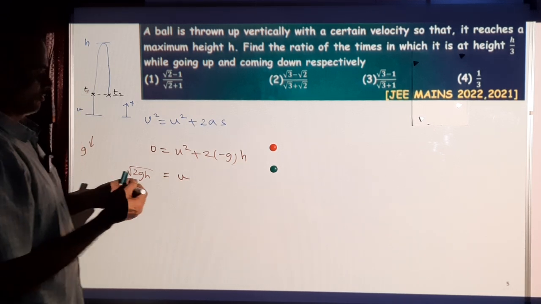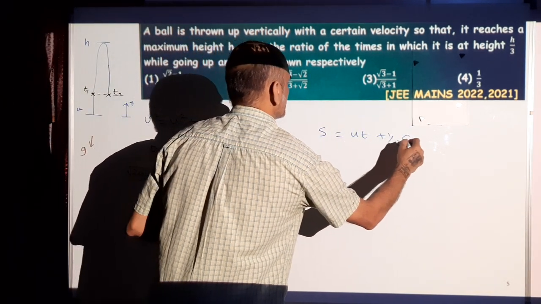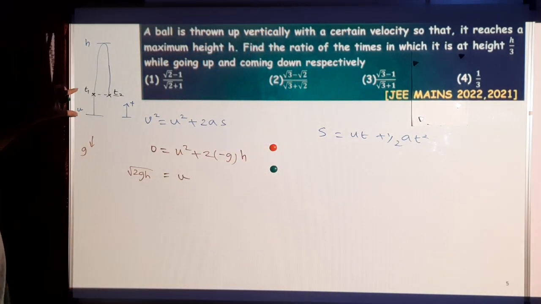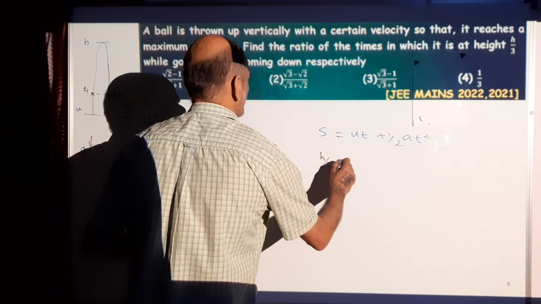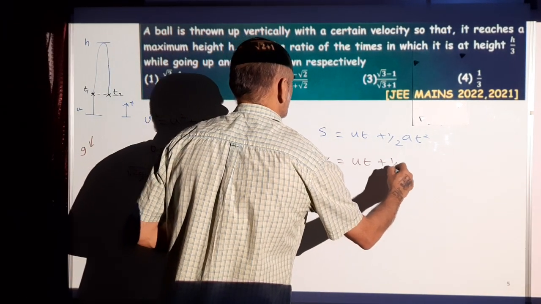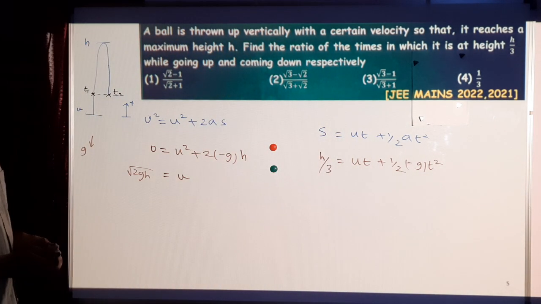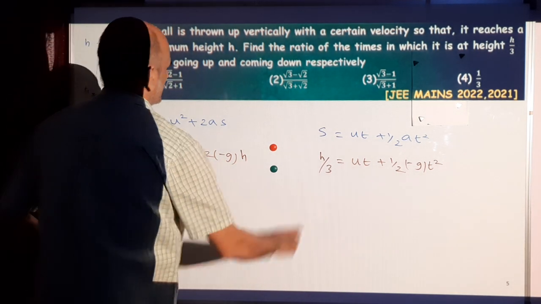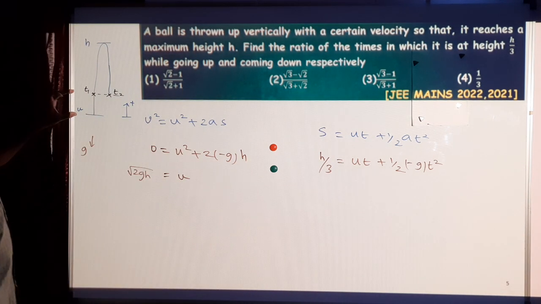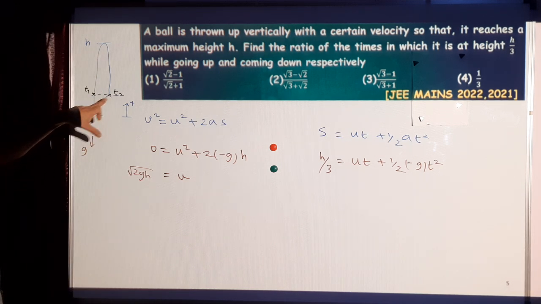Between these 2 points, I can write s is equal to ut plus half at square. Between these 2 points, the displacement is h by 3. Acceleration is minus g. Upward direction is positive. This is a quadratic equation. So this will have 2 values of t which will satisfy this one. One value of the time will correspond to t1. It's a displacement h by 3 when it's going up. Another value of time t2 will correspond to the time when it's coming down and reaches the same displacement h by 3.